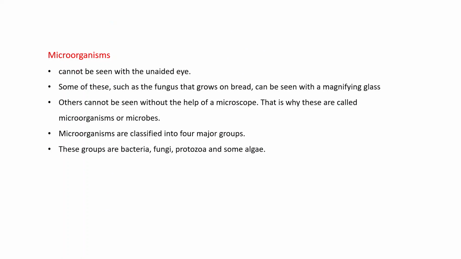These are the organisms which cannot be seen with the unaided eye. Some of these, such as the fungus that grows on bread, can be seen with a magnifying glass. Others cannot be seen without the help of a microscope. That's why these are called microorganisms or microbes. Microorganisms are classified into four major groups: bacteria, fungi, protozoa, and some algae.